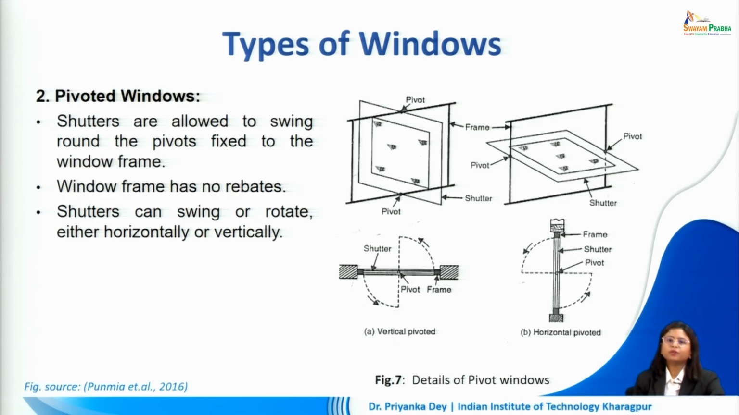The second type of window is called a pivoted window. Now here the shutters are allowed to swing around the pivots fixed to the window frame. Now the window frame has no rebates. The shutters can swing or rotate either horizontally or vertically. So in case of vertical pivoting, this is how it will look. In case of horizontal pivoting, this will be the look. So what is happening is that the shutter is basically moving along a central pivot. Hence the name pivoted window.